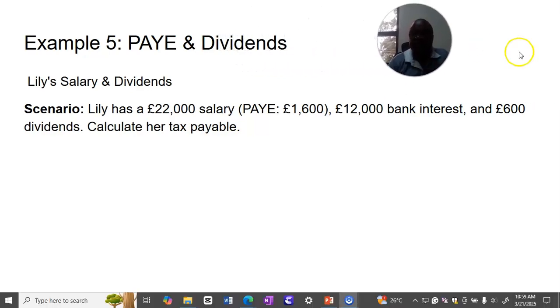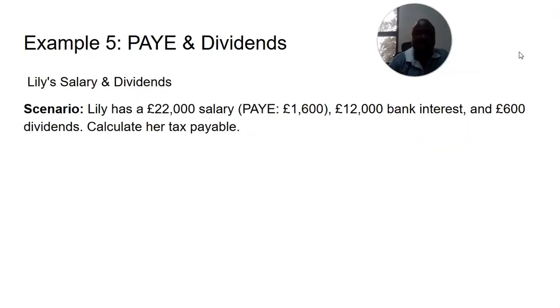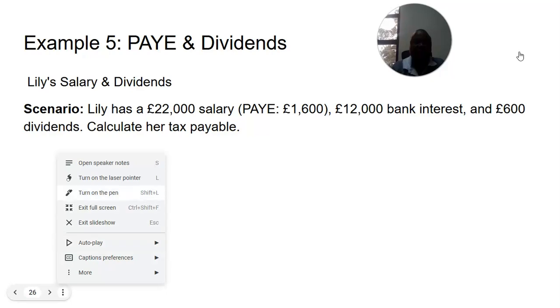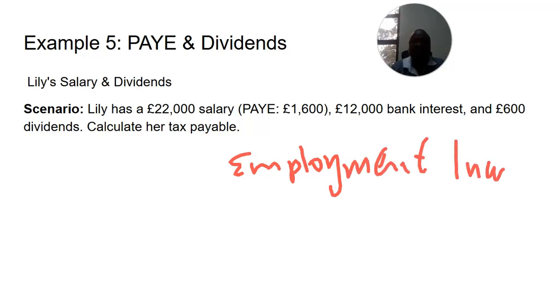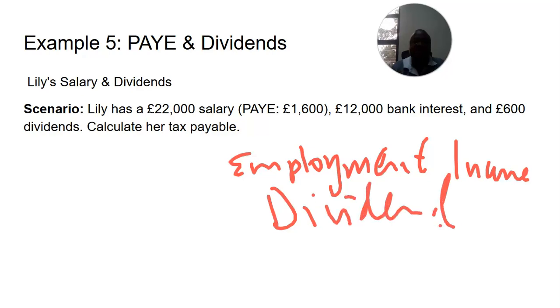In this situation, we are having two forms of income. That is employment income as well as investment income in the form of dividends. Okay, so we are looking at two things: employment income and dividend income.